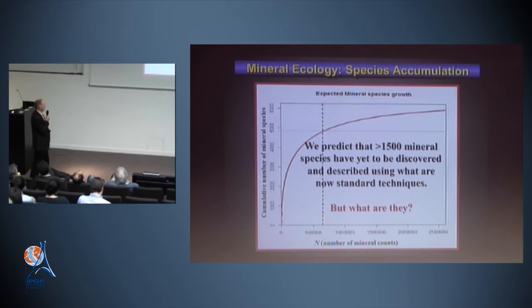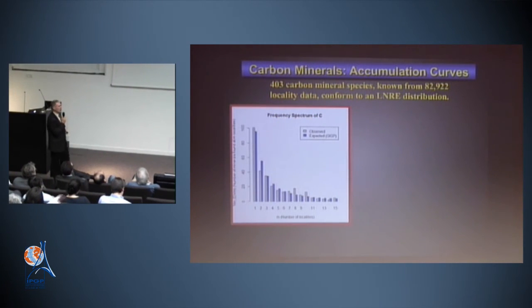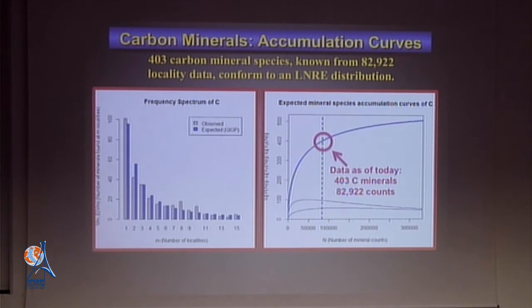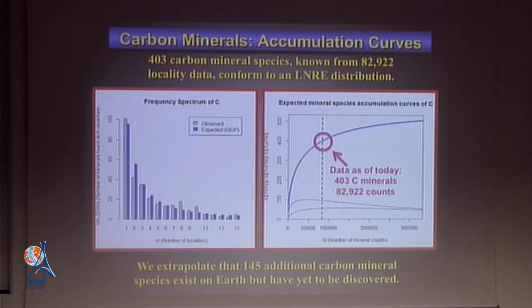For example, what are the missing minerals? And so we can do the same statistical methods on subsets of all minerals. Here, for example, are the 400 or so carbon-bearing minerals. And those mineral species give you a nice statistical distribution. It allows us to extrapolate that as of today, with 403 carbon minerals, 83,000 counts or so, there are about 145 missing carbon-bearing minerals.